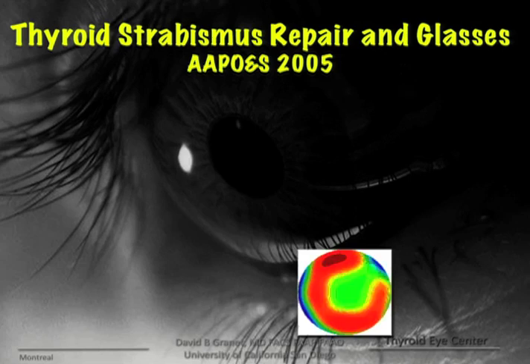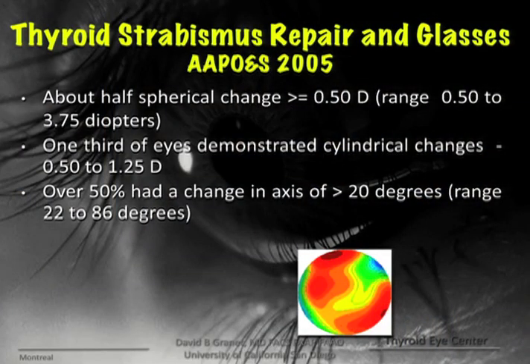We know that if we operate on your eye muscles that are pulling tight on your eye, your prescription may change. And so we looked at that data. Half of people have a significant change in their nearsightedness or farsightedness. One third have a change in their astigmatism. It's a big deal. So your glasses may change. All right, at least we know that now.